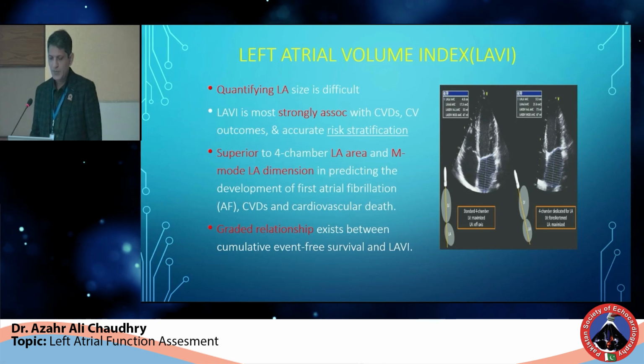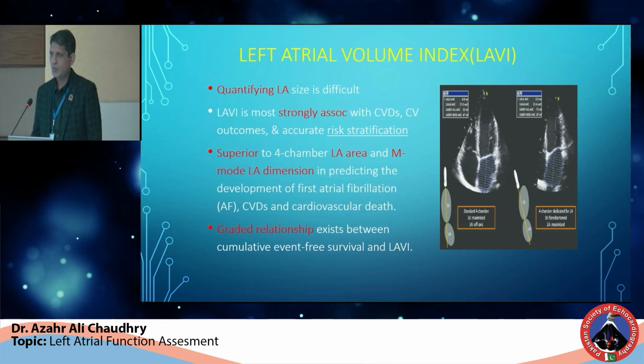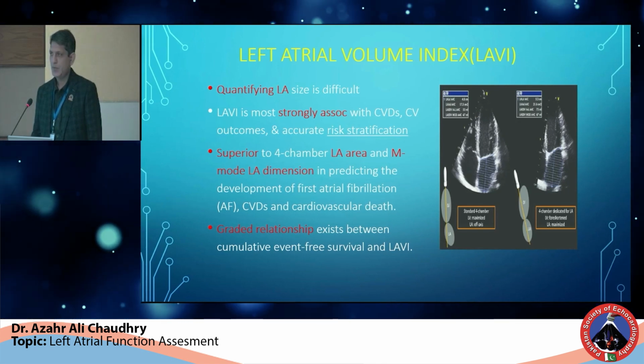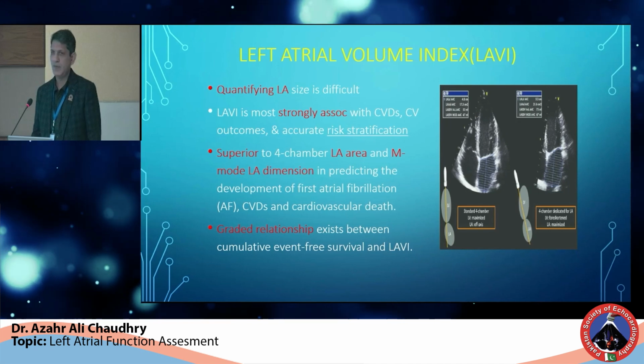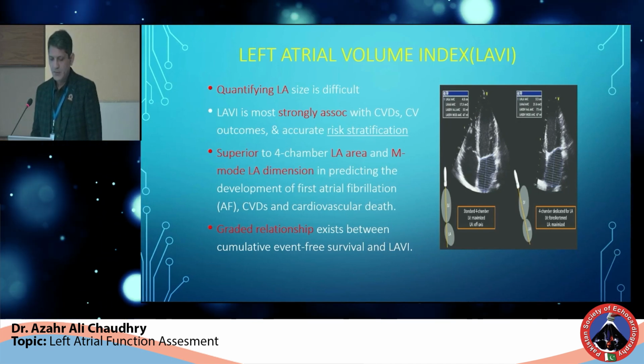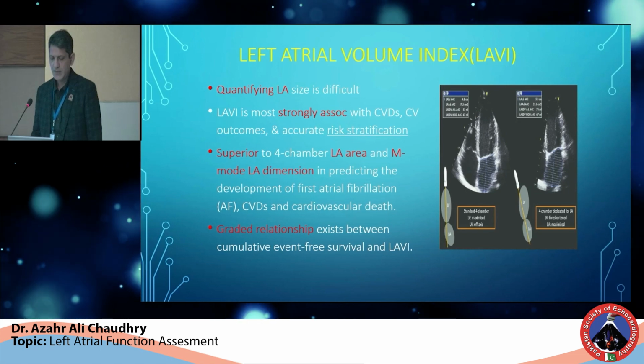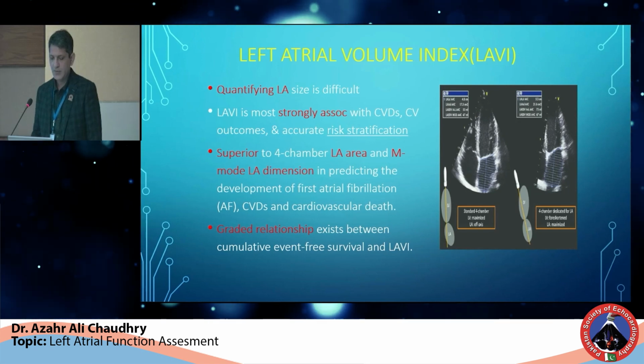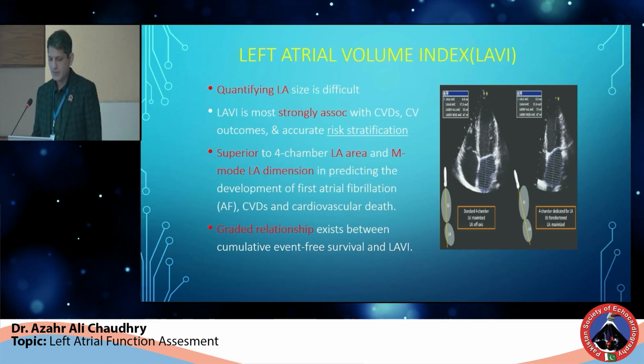So coming over to the left atrial volume index, which is the most commonly used parameter and strongly recommended in the guidelines for assessment of the LA size, which is an indirect measure of LA function. Though it is difficult to quantify the LA size, it is strongly associated and an accurate risk stratification marker.